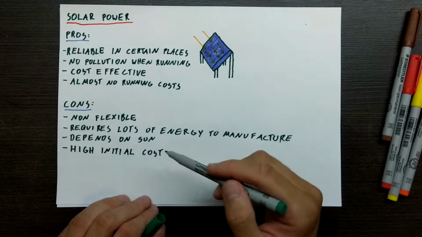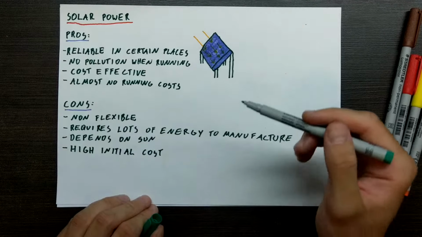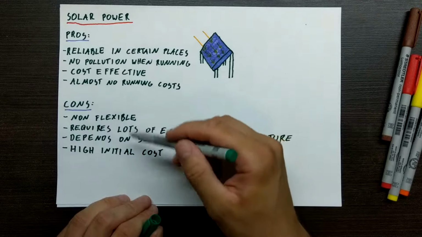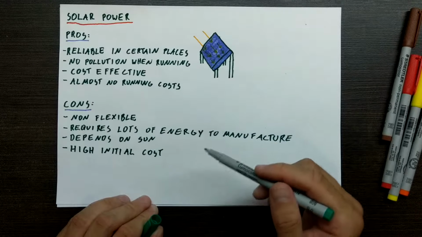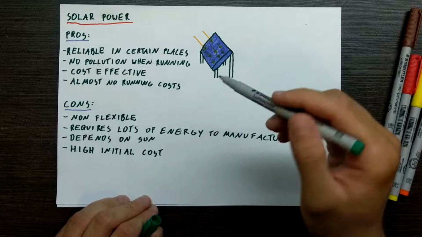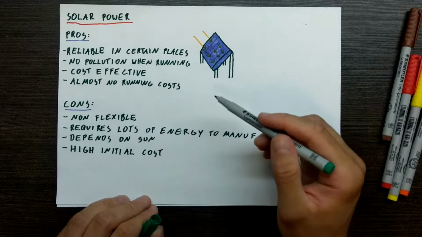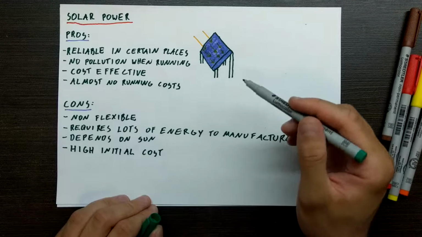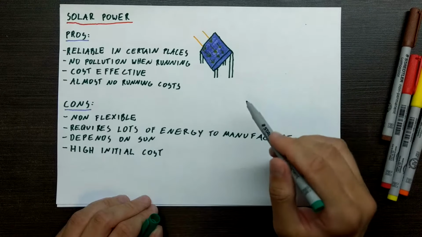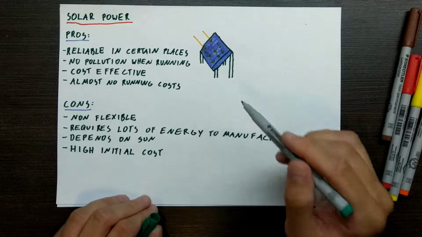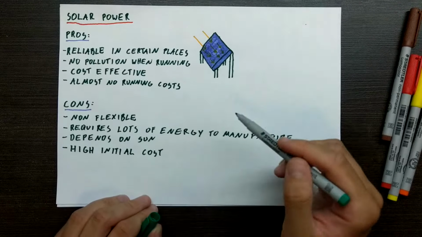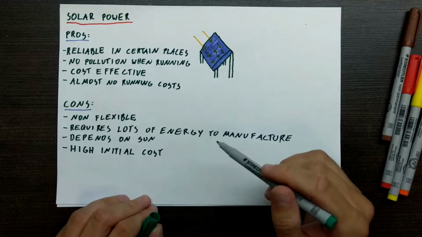Again, they're dependent on sun, so that sort of ties in with the non-flexible point. If there is no sun, there is no energy. If there is lots of sun, there is lots of energy. So cloudy days will make them produce less energy. They will still make energy, but they will make less. And at night, they will make hardly any energy.